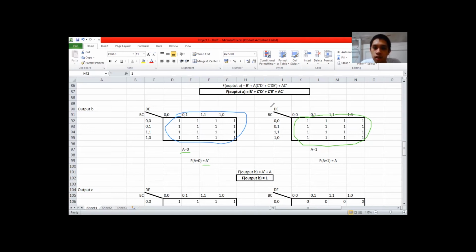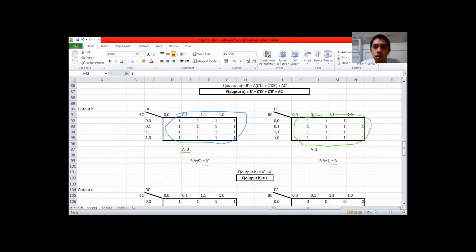And then, for the second part of this K-map, wherein A is equal to 1, since, again, all of the cells are 1, literals B, C, D, and E will all cancel out. Therefore, we are left here with A is equal to 1, or simply A, which is in SOP.